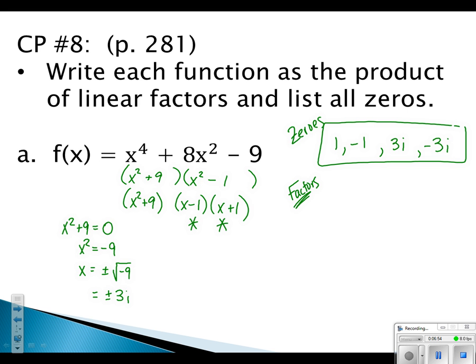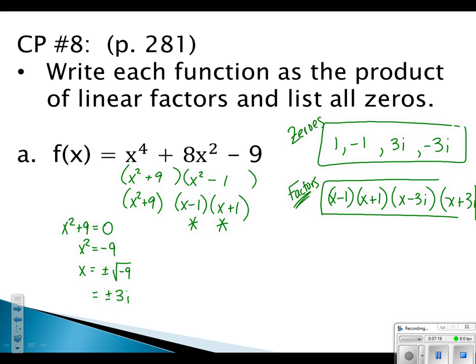Well, we saw x minus 1 and x plus 1. 3i would have come from an x minus 3i, and negative 3i would have come from an x plus 3i. Kind of ran out of room there. Okay, there's my product of factors. So the product of linear factors, here it is. Line them up so you can multiply them all together. Product of linear factors. And then right above it, we have listed all of our zeros.